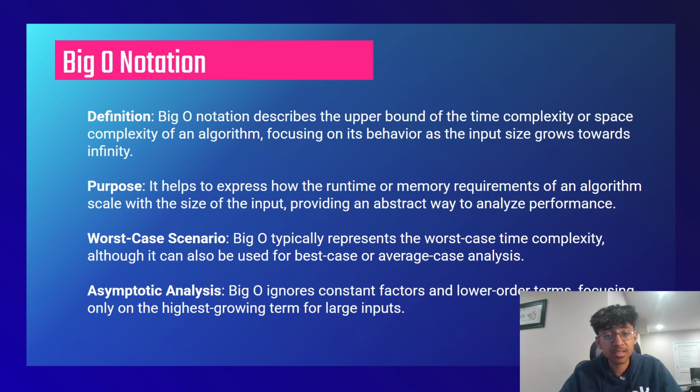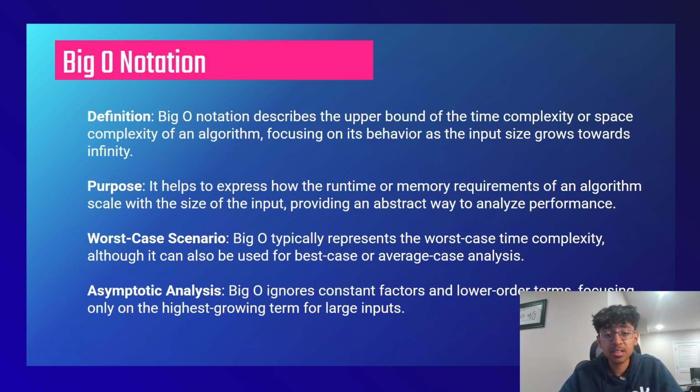The purpose of this is that it helps express how the runtime or memory requirements of an algorithm scale with the size of the input, providing an abstract way to analyze performance. Big O typically represents the worst case scenario. However, it can also be used for best case and average case analysis.